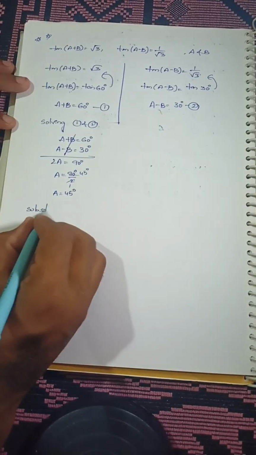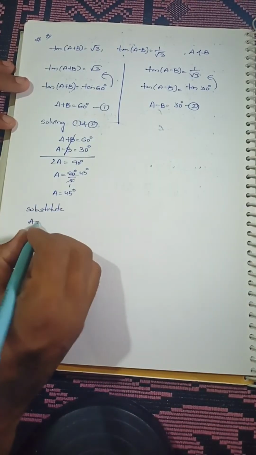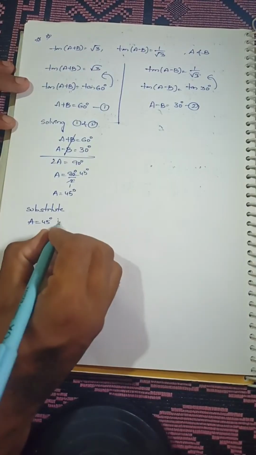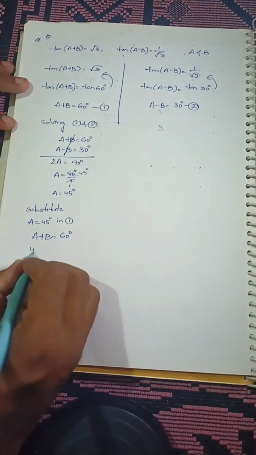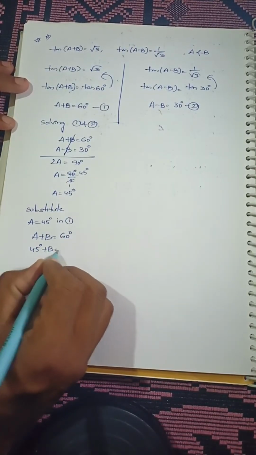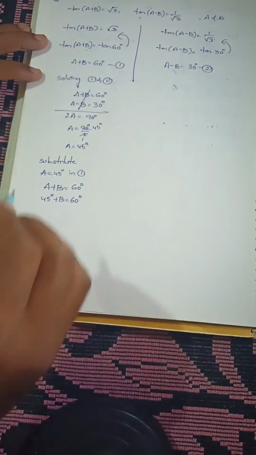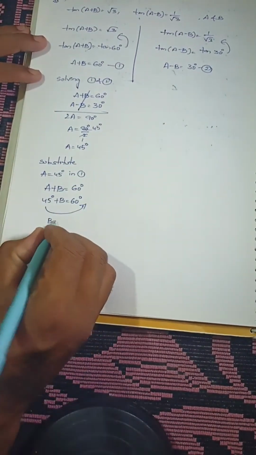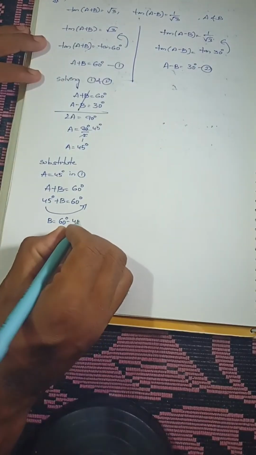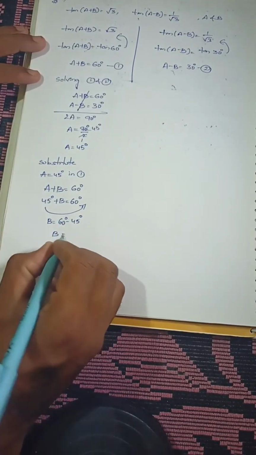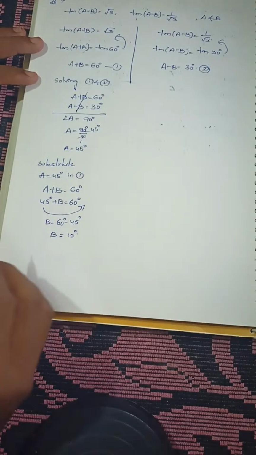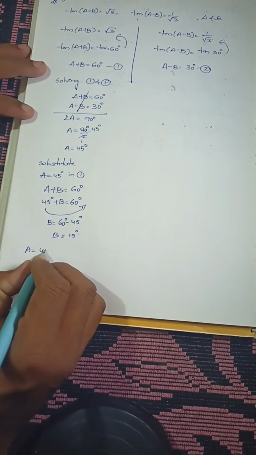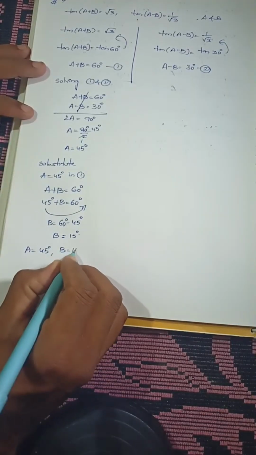Substitute a is equal to 45 degrees in equation 1. A plus b is equal to 60 degrees. 45 degrees plus b is equal to 60 degrees. 45 degrees take to the right hand side. B is equal to 60 degrees minus 45 degrees. So b is equal to 15 degrees. Yes, b value you are getting 15. A value is how much? 45 degrees. B value is 15 degrees.